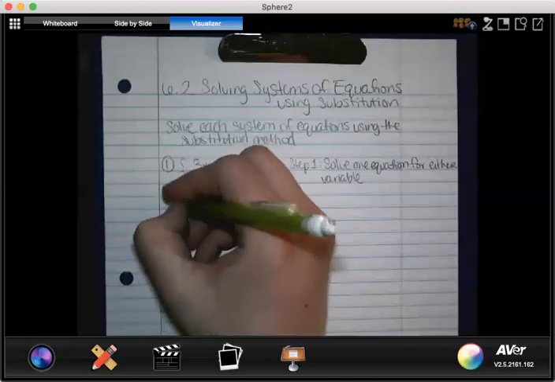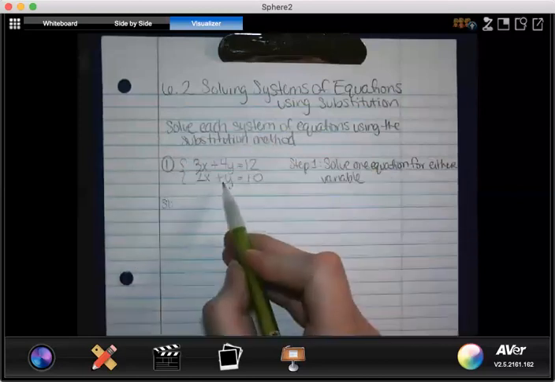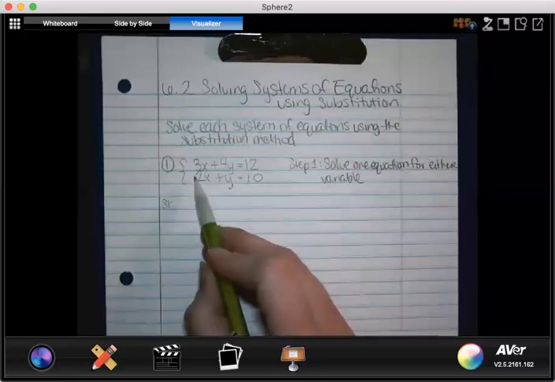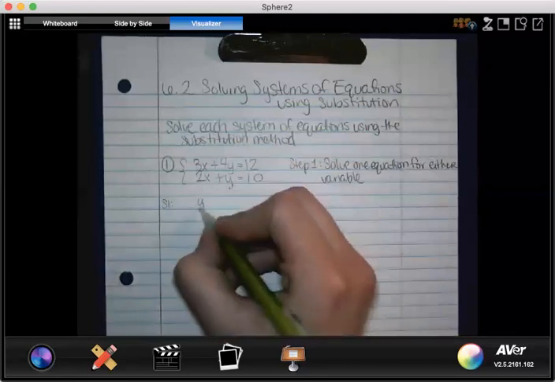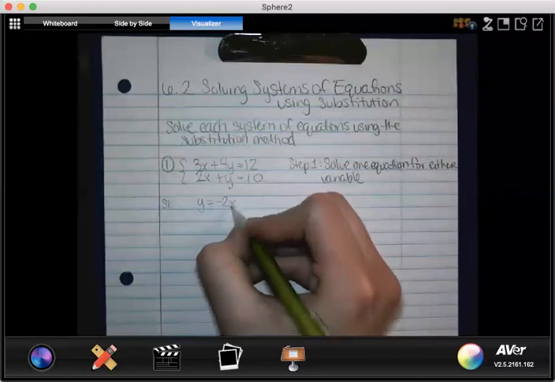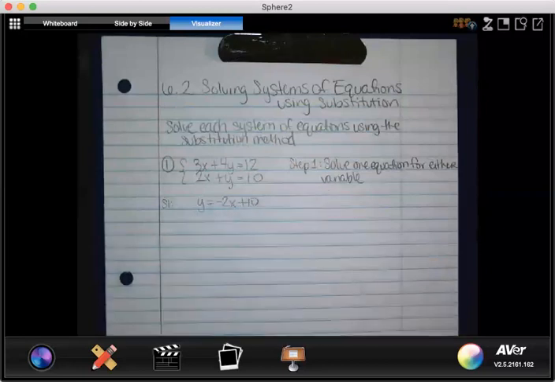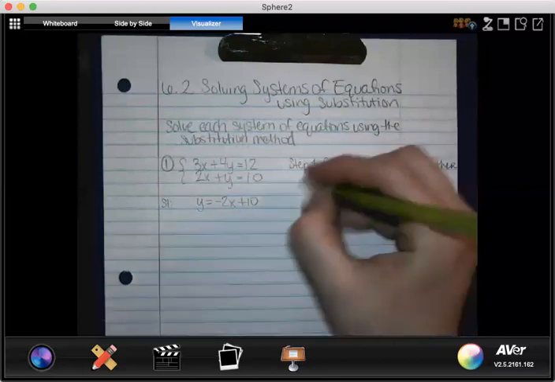So step 1, solve for a variable. If I were to solve for y, that means I'm going to subtract 2x to the other side, which means y equals negative 2x plus 10. Okay, that's step 1.